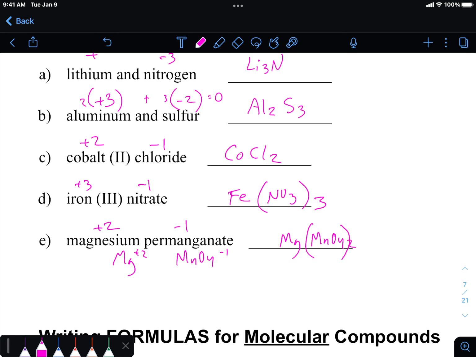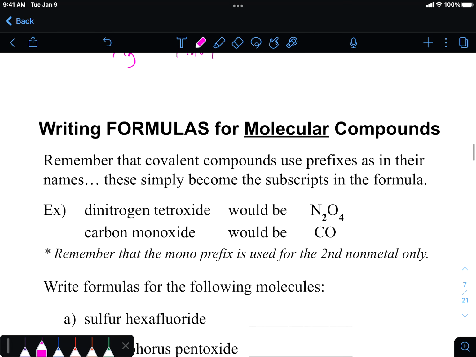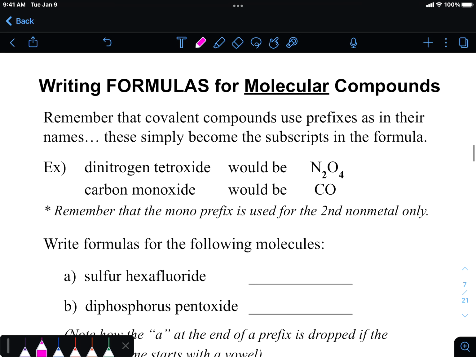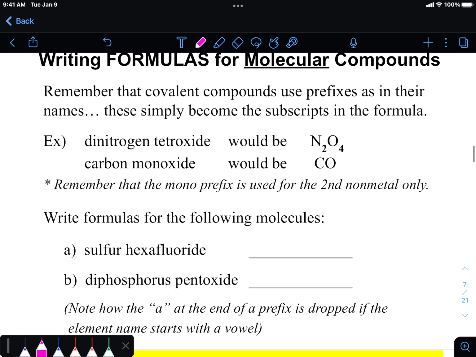Okay. All right. And so the last thing, the very last thing, I said that before, but I mean it now. The last thing is writing formulas from molecular names. And this is just as easy as writing the names from molecular formulas because, again, all you have to do is interpret what the numbers are. So, sulfur hexafluoride, there's only one prefix here. It's hexa, 6. So it's going to be SF6.